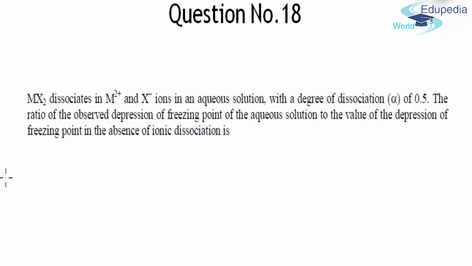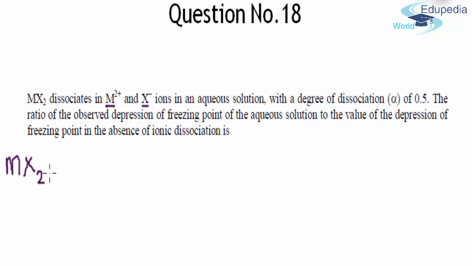Question number 18 is from the topic of abnormal colligative properties, which we study in the chapter of liquids and solutions. In this particular problem, we have to consider the dissociation or association of a solute. So it says that MX2, which is a solute, dissociates into M2 plus and X minus ions. Okay. So now, in order to be able to solve the problem, the first thing which you all must know is how to write the dissociation of MX2 solid.